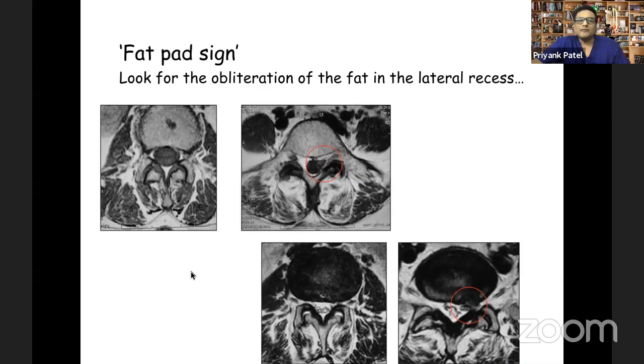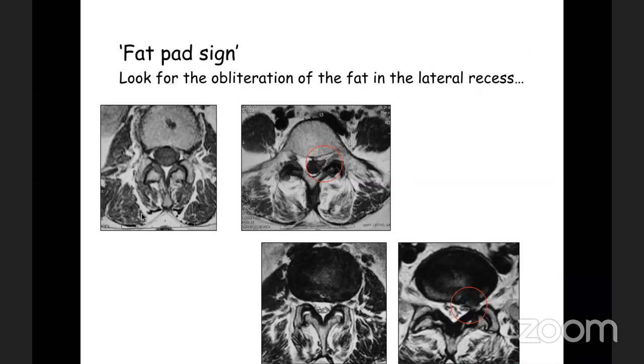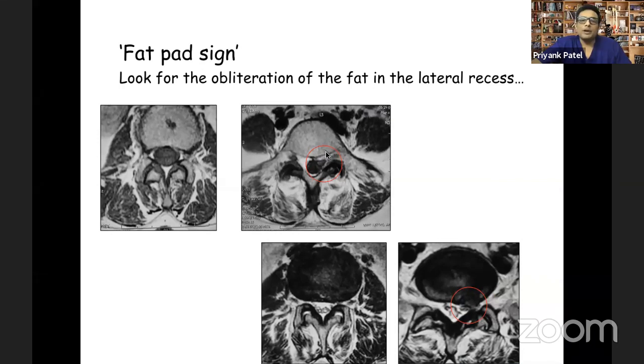Sometimes when you're really confused and you don't know how to identify, very simple, try to see the white fat which is there. If there is obliteration of the fat, it means there's a problem over there. So again, there is fat here, you can see white everywhere, and on one side suddenly you're seeing black, which means there is obliteration of the fat. Something has caused pressure over there. Most likely it is the disc. So that is what you see here.